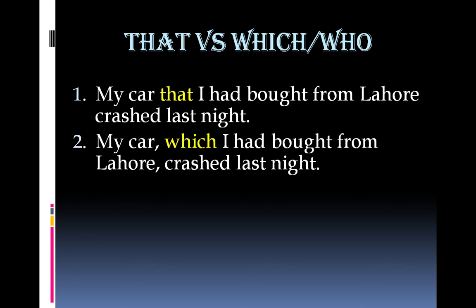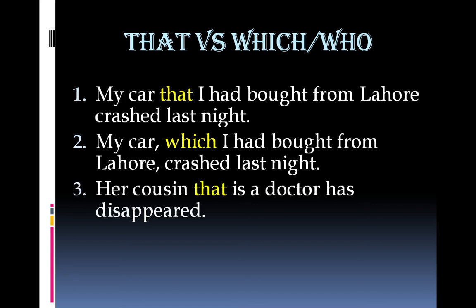Compare this with the second sentence. My car, which I had bought from Lahore, crashed last night. This sentence suggests that I had only one car. I had bought it from Lahore and it crashed last night. Which I had bought from Lahore is not necessary for identification of the noun. It has been used simply to add more information about the noun. Notice the difference between punctuation pattern also. Non-restrictive relative clauses are marked by commas on both sides, in the start and in the end.